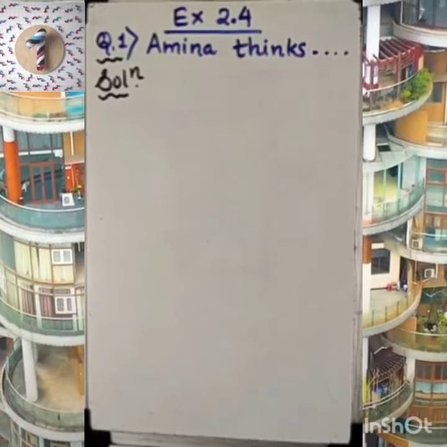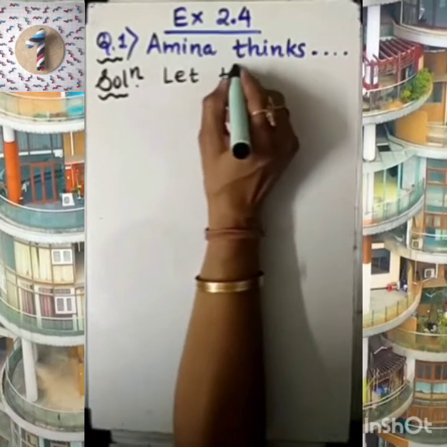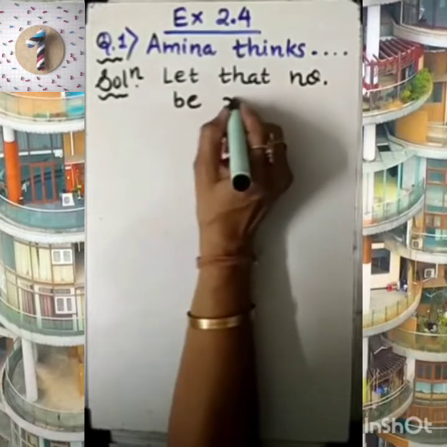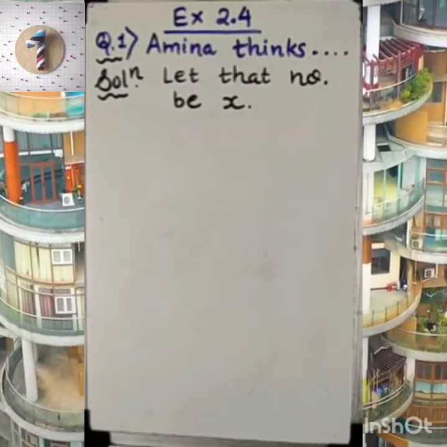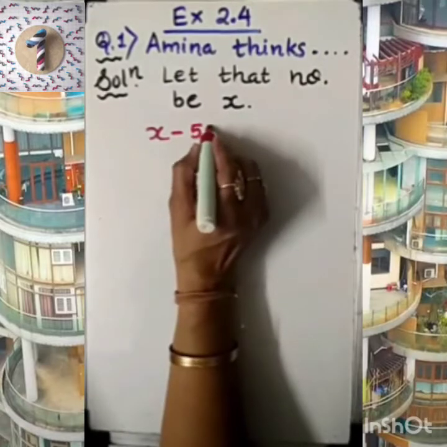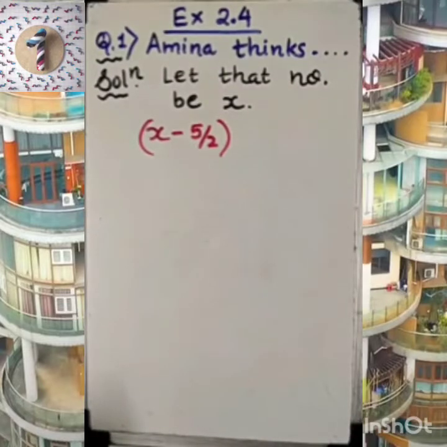Now we do not know the number Amina thought of. So, dear student, let's start. Let that number be x. The number thought by Amina is x. Now let's try to form a linear equation. What are we given in the beginning? Amina thinks of a number and subtracts 5 by 2 from it. The number is x and 5 by 2 is subtracted from that number. Clear to you? x minus 5 by 2.